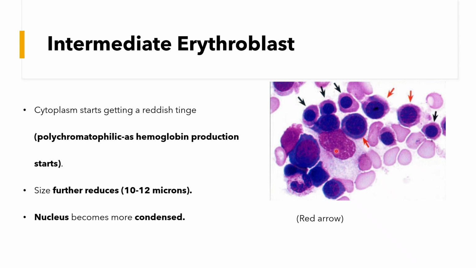The cytoplasm starts gaining a relatively more reddish color. It gets a reddish tinge, that is the polychromatophilic color. This is because the hemoglobin production has started, and the nucleus becomes more condensed.